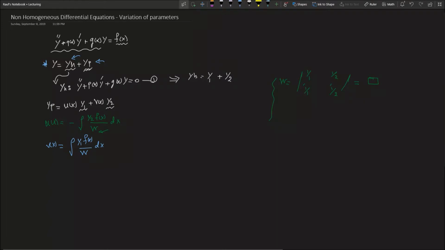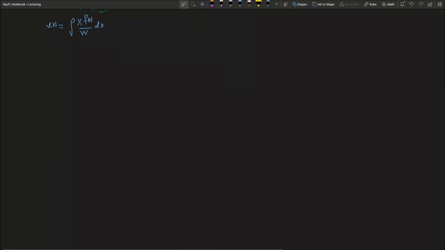Okay, now let's move to an example that will clarify what we just discussed. Let's say we have y double prime plus 4y equals secant of x. So this is a non-homogeneous differential equation. We can solve it using the variation of parameters method.